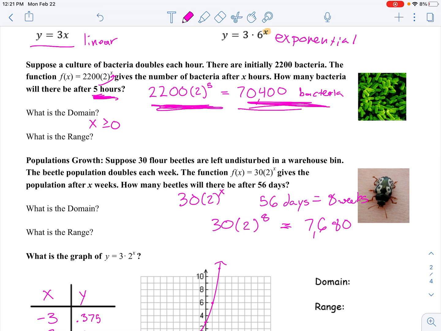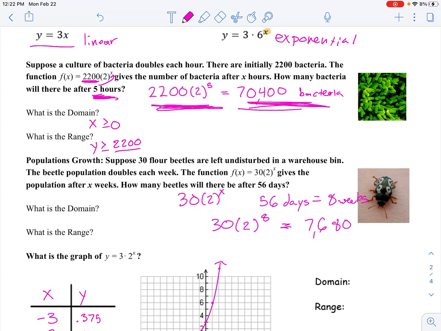This was my output in bacteria, so I actually have to figure out if my number of bacteria is going to be a minimum or a maximum. 2200 was the minimum bacteria that I'll have, and it'll keep growing. So my range here is going to be y is greater than or equal to 2200, because that is the minimum number of bacteria that was possible. So we've got 2200 bacteria at starting time 0, but then it just grows and grows and grows. So y has to be greater than or equal to that 2200.